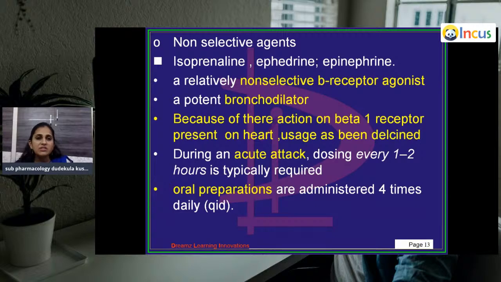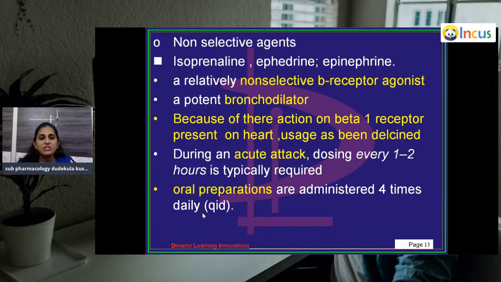They are not used because they have other effects through beta 1. Beta 1 receptors are mainly present in the heart. They cause arrhythmia, tachycardia, and exacerbation of angina. All these are side effects. So these non-selective agents are not used nowadays. They are used very sparingly, only in emergency conditions, that is ephedrine. The non-selective agents are isoprenaline, ephedrine, and epinephrine.